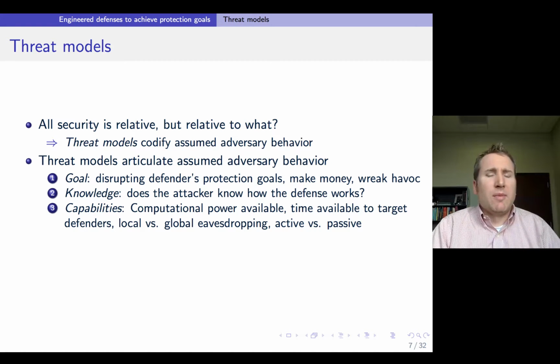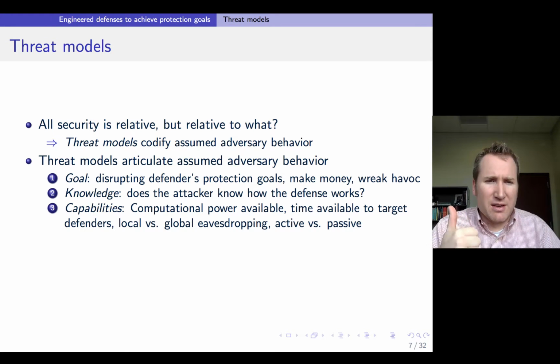So it comes from a recognition that all security is relative. You're not going to get absolute security. But the question is, what's it relative to? And so threat models are good to codify and make clear what the adversary behavior is assumed to be. And it does that in a couple of ways.